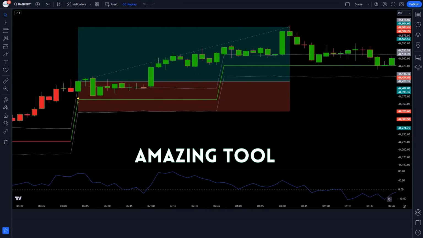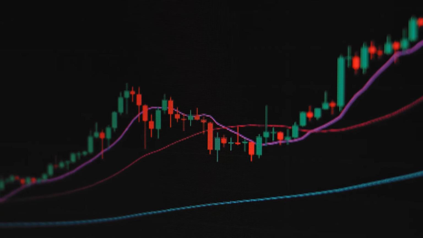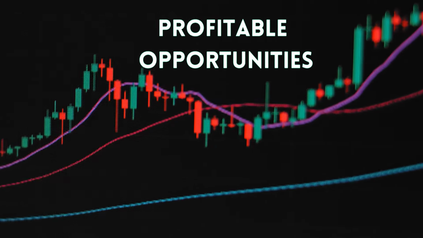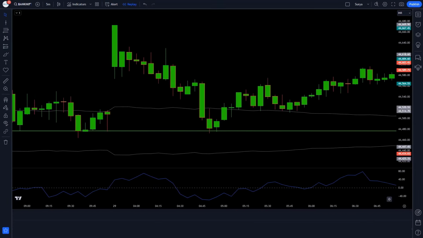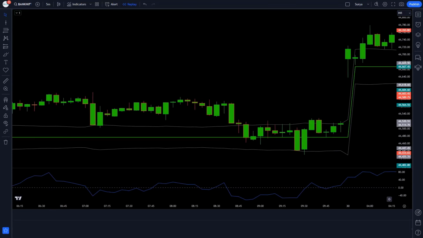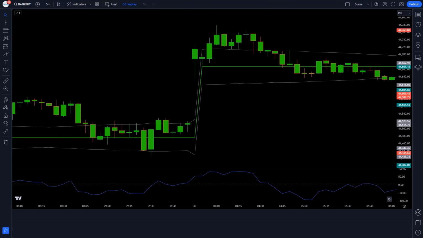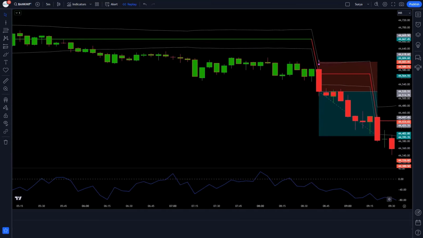This amazing tool takes all the guesswork out of trading. It analyzes market trends, identifies the most profitable opportunities, and tells you when to buy and sell. With this indicator, you can sit back and watch your passive income grow. You no longer have to worry about market fluctuations or making complex investment decisions. This indicator does all the work for you.